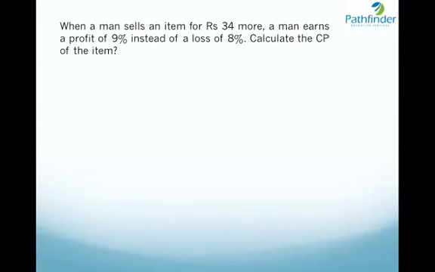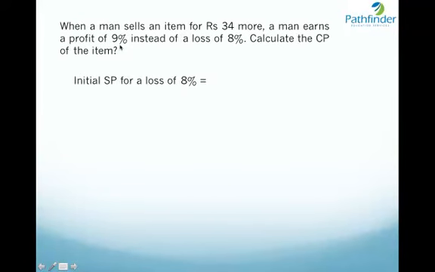Let us look at another question. When a man sells an item for rupees 34 more, a man earns a profit of 9% instead of a loss of 8%. Calculate the cost price of this item. What is given to us in this question? We are told that there are 2 selling prices. One selling price where the man incurs a loss of 8%, that is the first selling price. And when you sell for rupees 34 more, the man earns a profit of 9%.